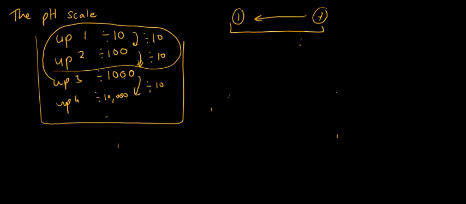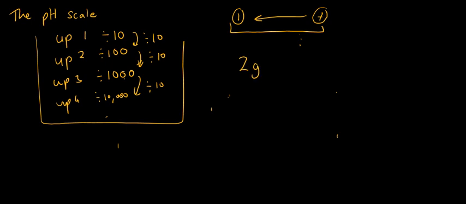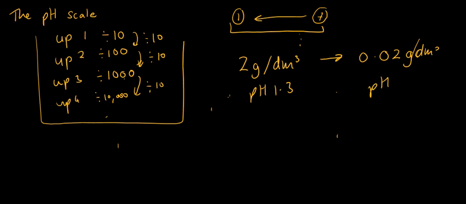And let's say, for example, I had a situation where I had an acid that had a concentration of 2 grams per dm cubed and a pH of 1.3. It got diluted to 0.02 grams per dm cubed, and I want to know what is going to be the new pH. So pause the video and have a go at this one.